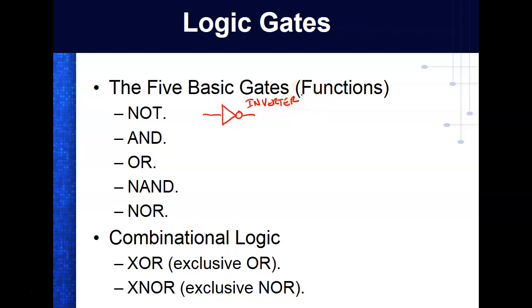But the logic is a NOT. So that's the only one that's got 2 different names: inverter. If we deal with highs and lows, 1 would be true and 0 would be false. That means if I put a 1 in, I get a 0 out. If I put a 0 in, I get a 1 out. Then we have an AND.